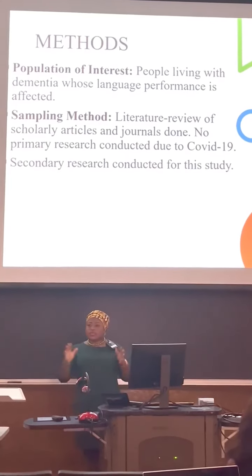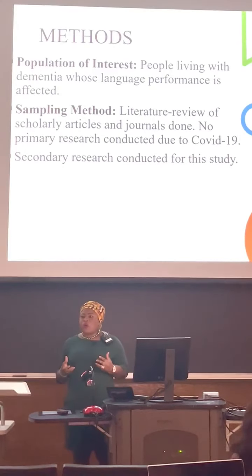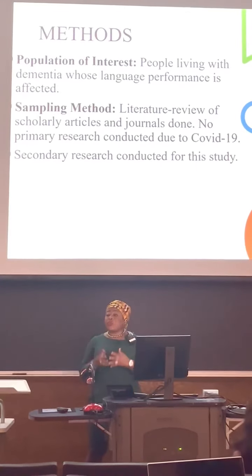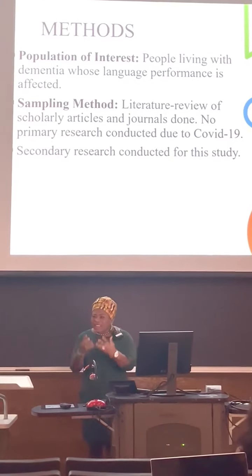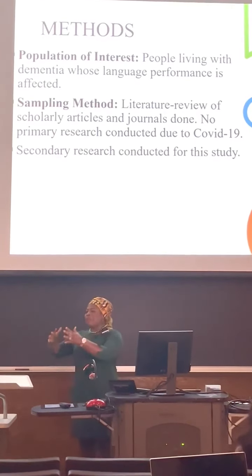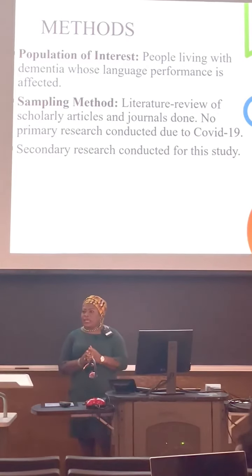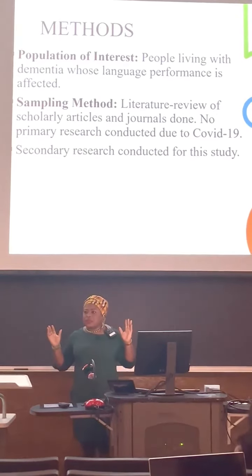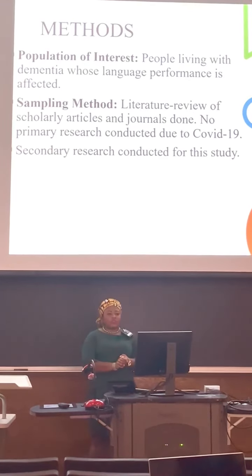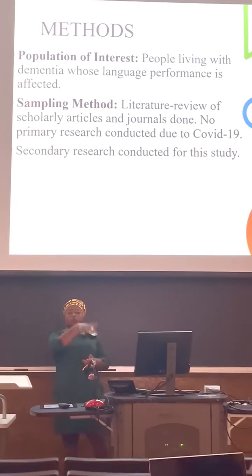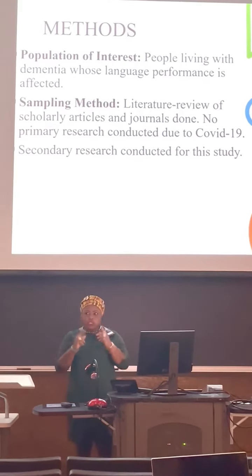So my methods. This time around, because post-COVID is here, we're talking of people who are suffering with dementia. It gets to the stage where they cannot communicate well because the hippocampus is affected. How do I collect my data? Very difficult. They can't understand me. They can't speak. So my population of interest is people living with dementia whose language performance is affected. If it's affected, it's a problem to do with them.